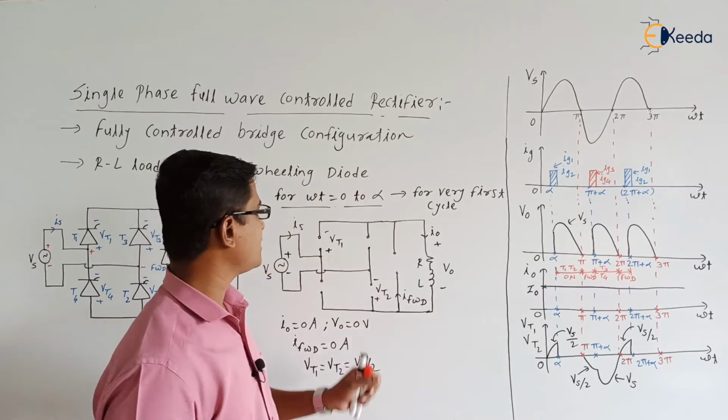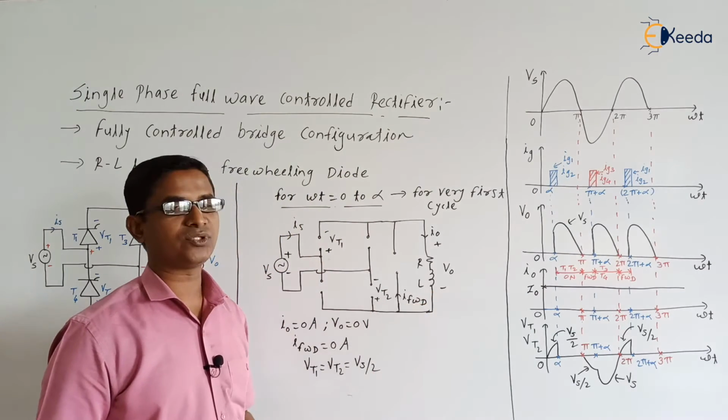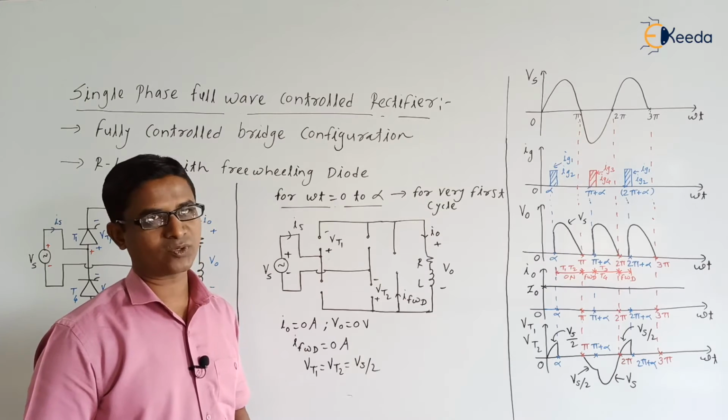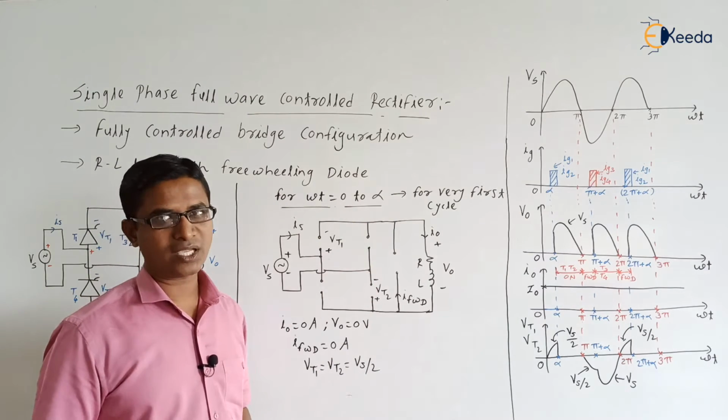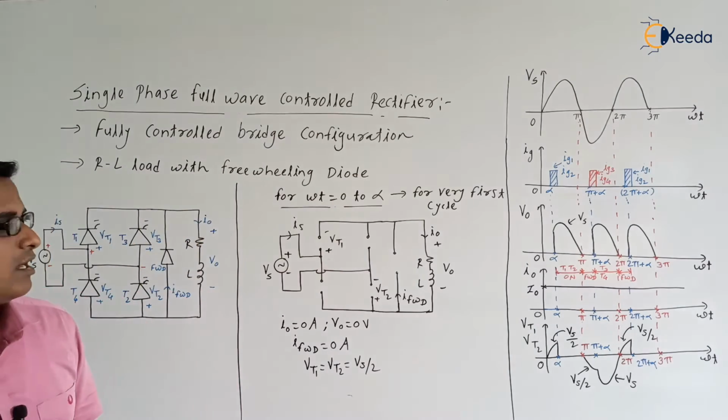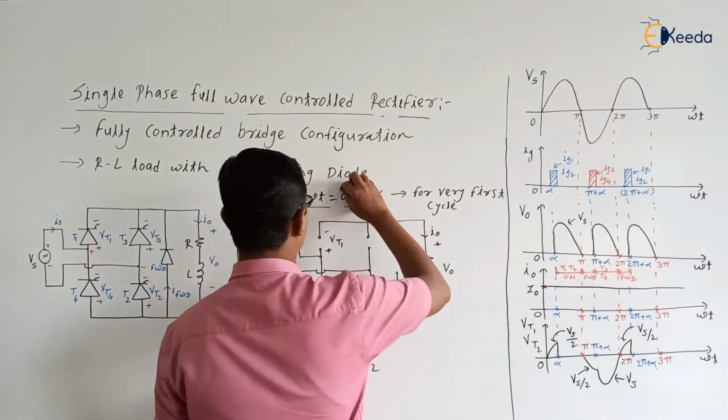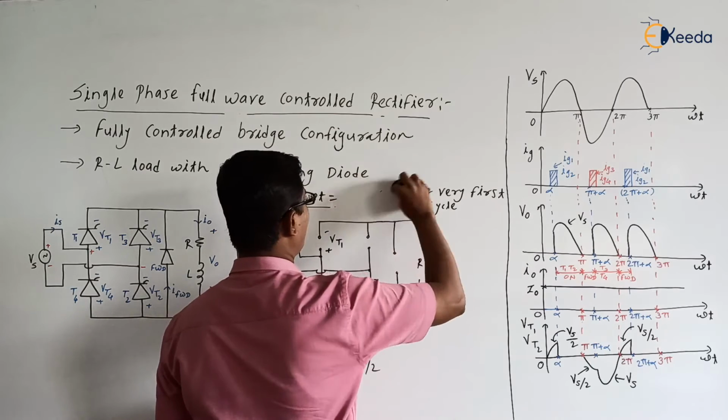Next, here the circuit was at the rest position, so current flowing through the inductor was 0 from 0 to alpha, means inductor has not stored any energy during this interval. Next, let us discuss from alpha to pi what will happen, from omega t is equal to alpha to pi.